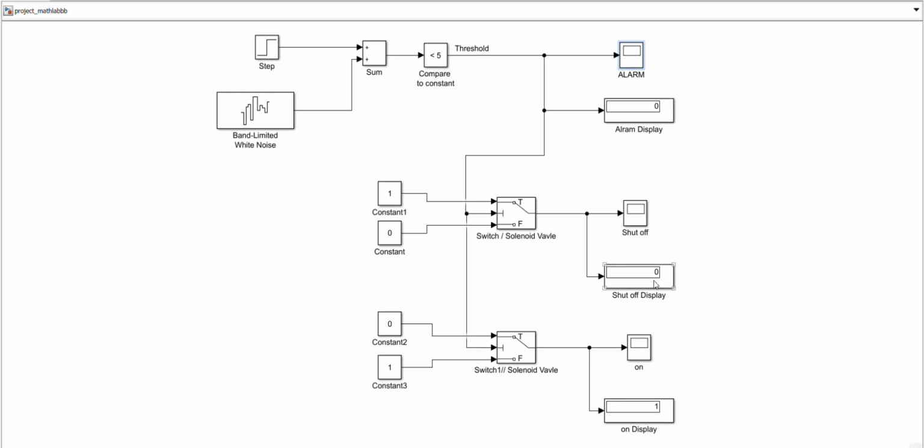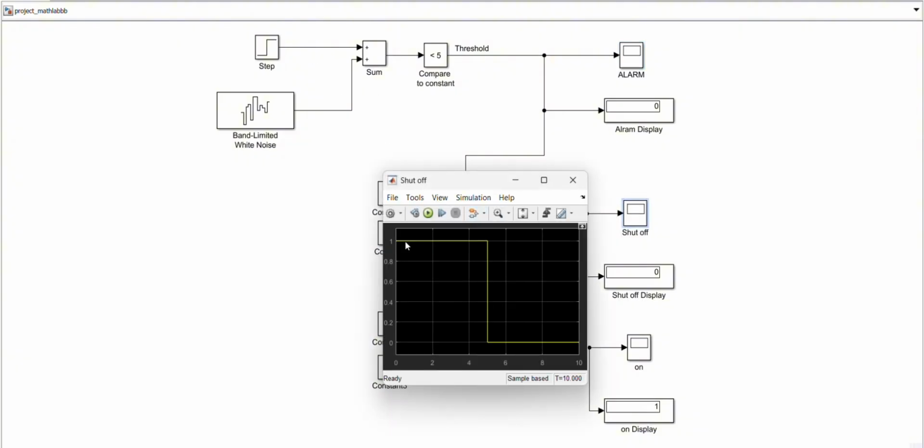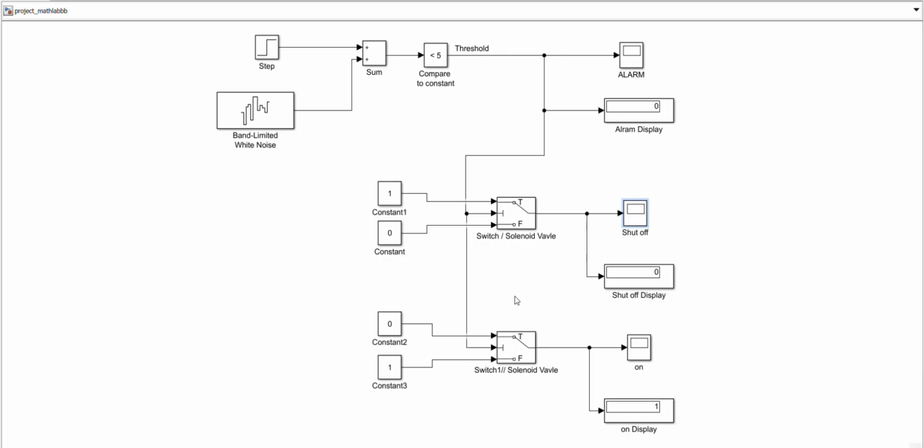If the value becomes greater than 5, the output becomes 1, which means the alarm is on. Now, the first switch selects constant 0. Constant 0 means off, so the valve closes. At the same time, the second switch selects constant 1. This means the shut-off is active.